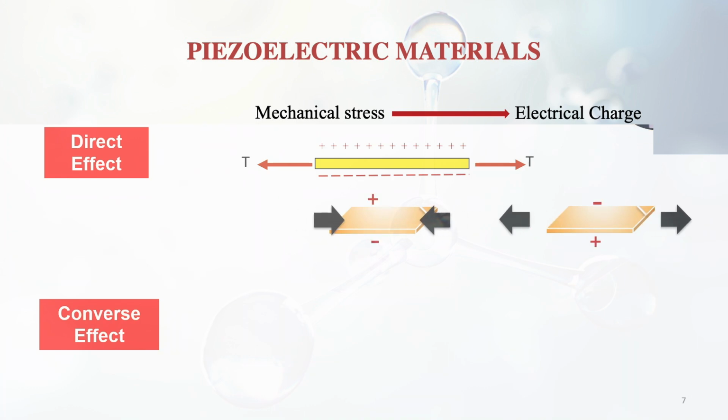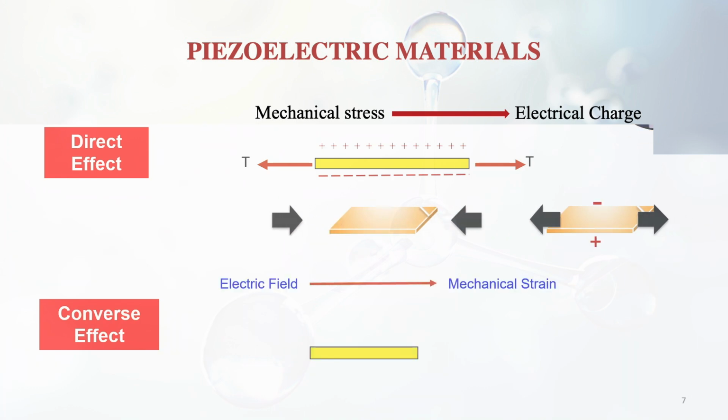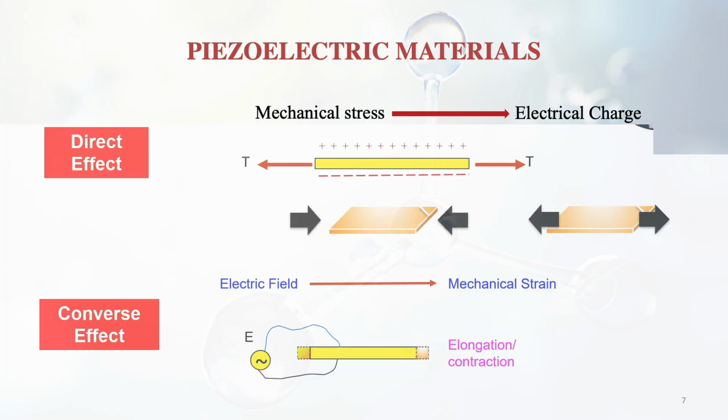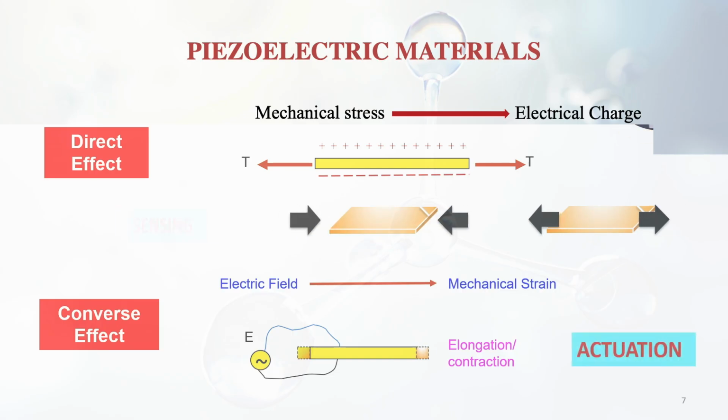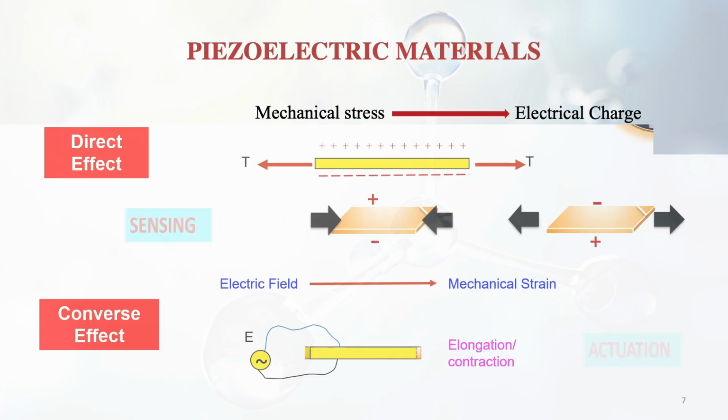Converse effect: if they are subjected to an alternating electric field, they undergo dynamic elongation and contraction, that is, they undergo vibrations, and these vibrations can be transmitted to the structures they are bonded with. So the direct effect is used in sensing applications, so they can measure the stress and the strain, and the converse effect is used in actuation applications. So if they are bonded to a structure, then we can induce vibrations in the structure.